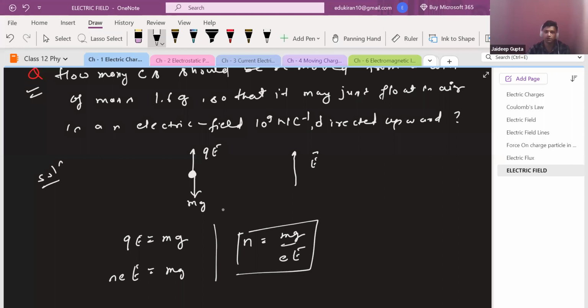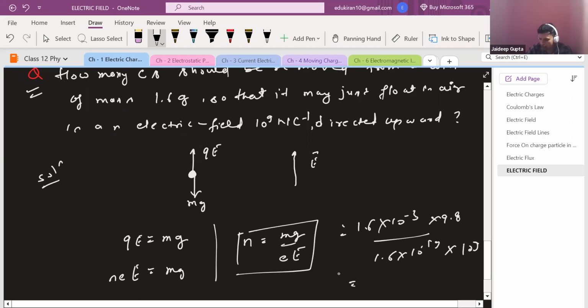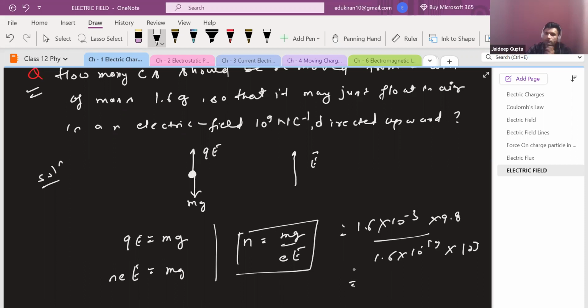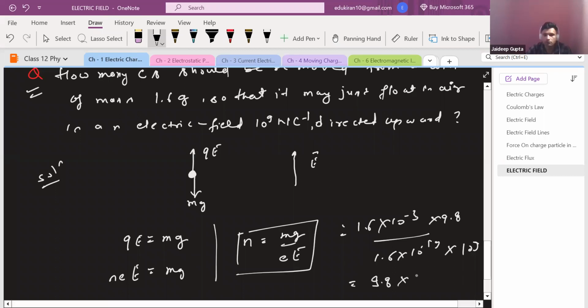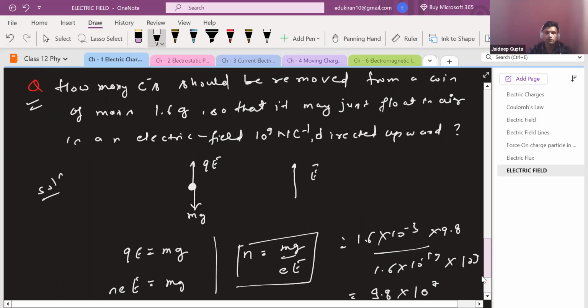Now let me know the answer. What is m? 1.6 into 10 to the minus 3 kg. g is 9.8. e is 1.6 into 10 to the minus 19 coulomb, and 10 to the 9. What is N? Done, Iram? How many electrons? 9.8 into 10 to the power 7. Okay, good. Correct.